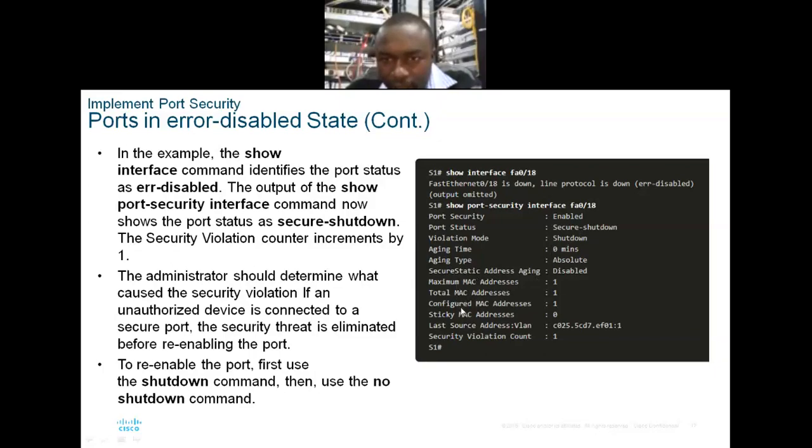Here is the violation mode shutdown, and then aging time absolute, static aging is disabled, and then, okay, all right, here this is the violation count, 1. Look at it here. That's why we say the output of the show port-security command now shows the port status as secure-shutdown. The security violation counter increments by what? By 1. All right, so that is it.